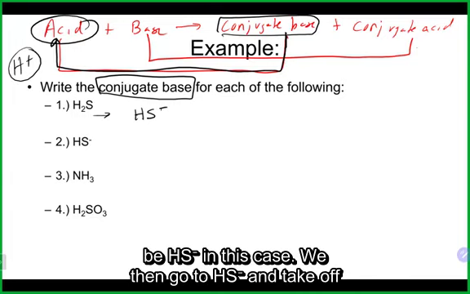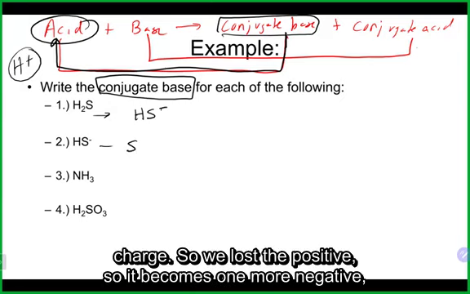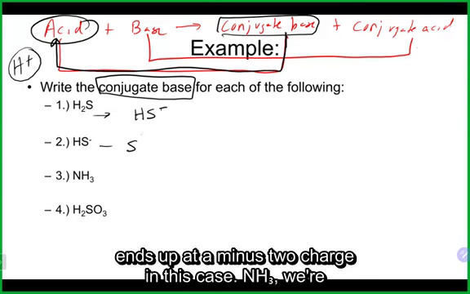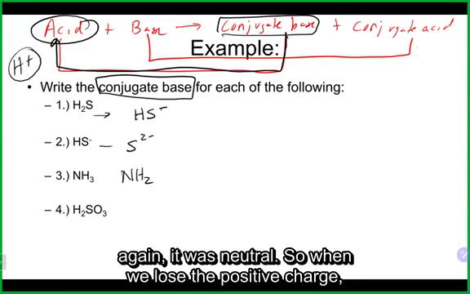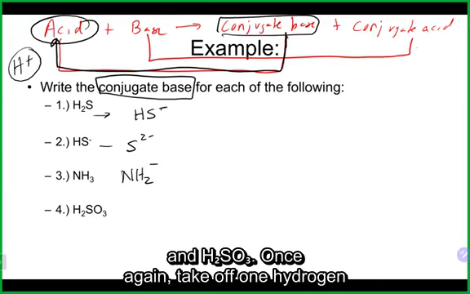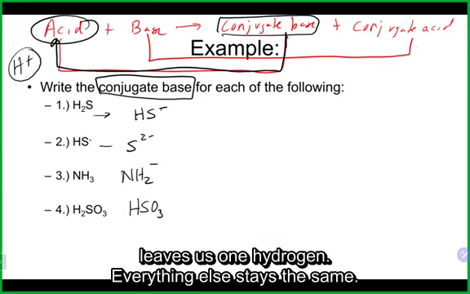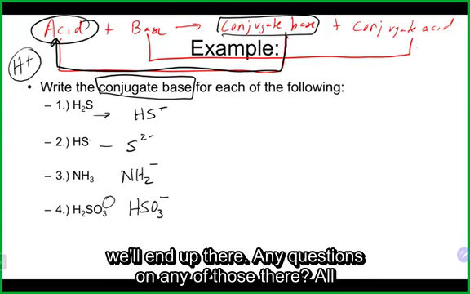We then go to HS minus and take off the H. We're left with a sulfur. It already has a -1 charge, so we lost the positive, so it becomes one more negative, ends up at a -2 charge in this case. NH3, we're going to take off a hydrogen. That's going to leave us 2. Again, it was neutral, so when we lose the positive charge, it's going to become one more negative, and it will be NH2 negative. And H2SO3, once again, going to take off one hydrogen, leaves us one hydrogen. Everything else stays the same. Was neutral to start with, becomes one more negative, and we'll end up there. Any questions on any of those there?